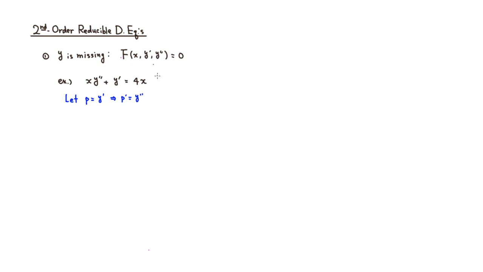So the equation can be rewritten as x times p prime, since y double prime is p prime, plus p, since y prime is p, is equal to 4x. Now we have a first order equation. First, I'm going to divide through by x. So we have p prime plus 1 over x times p is equal to 4.